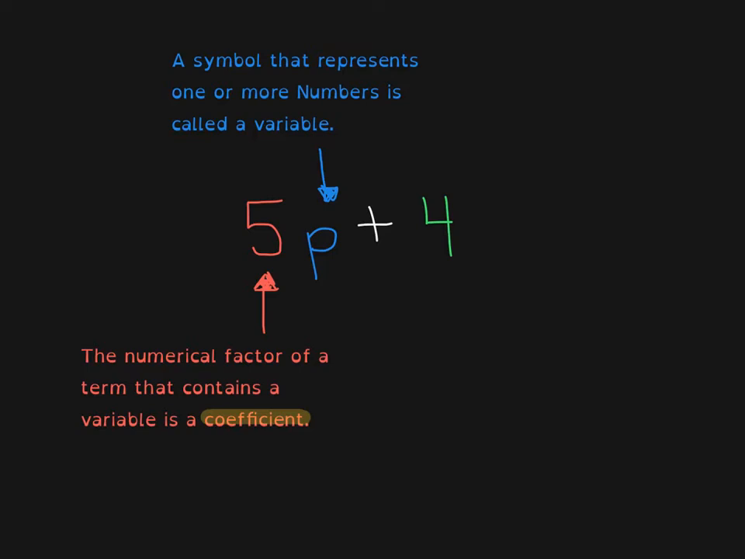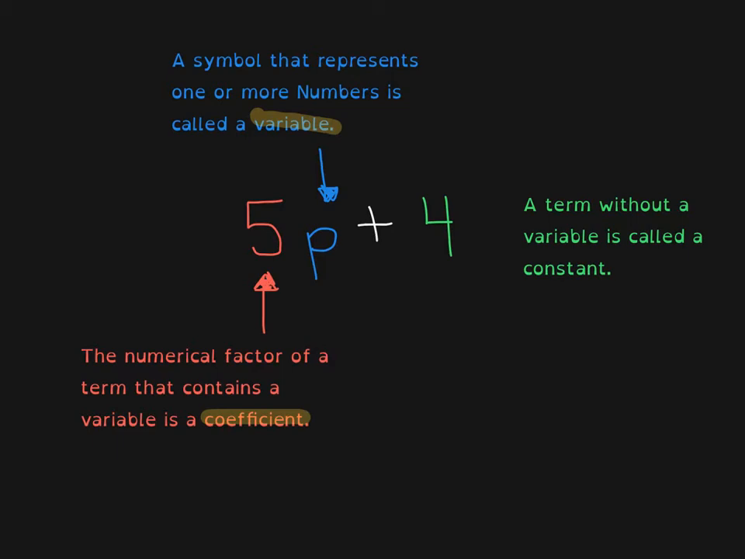And that's what I have right here is the variable. So anytime you see a letter, that is now what we call a variable. So I have 5p plus 4. So my coefficient is my 5 because it's attached to my letter, which is my variable. Then I have my operation, and then I have my 4. So that brings me to my 4.